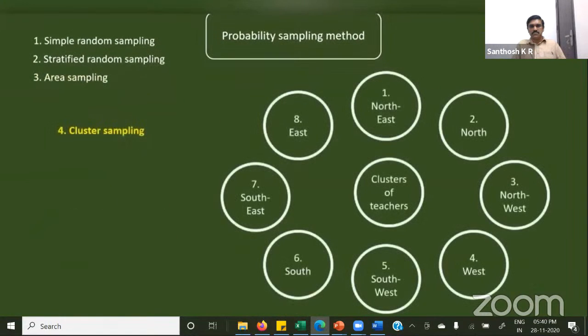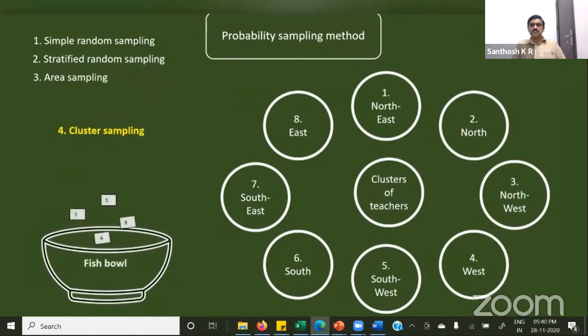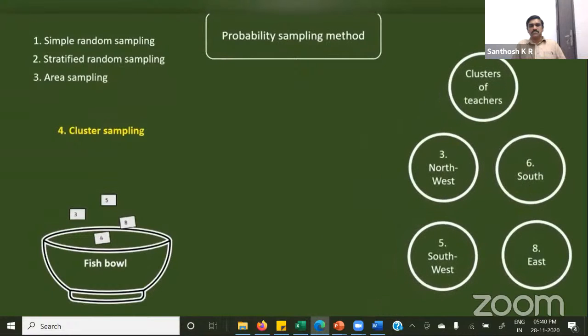In cluster sampling method, instead of area, we are choosing clusters. Imagine that we have to conduct a research among the teachers from an educational district. The teachers in the education district are the members of different clusters. Using a random sampling method, we can choose 4 of these clusters and then collect data from all the teachers in these clusters.